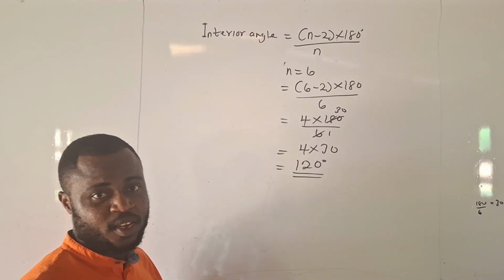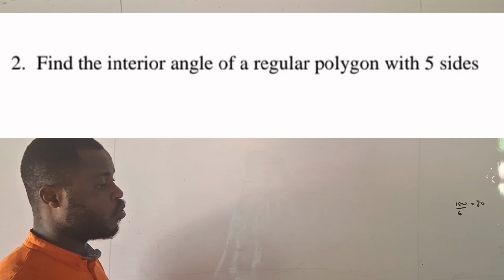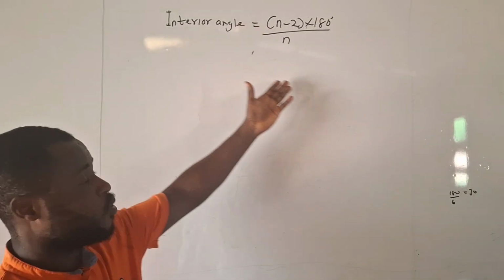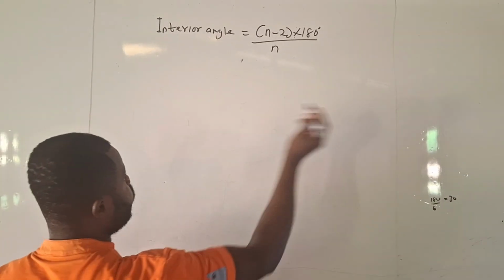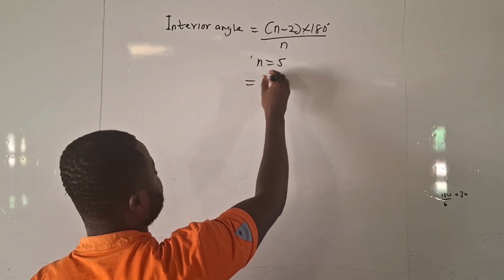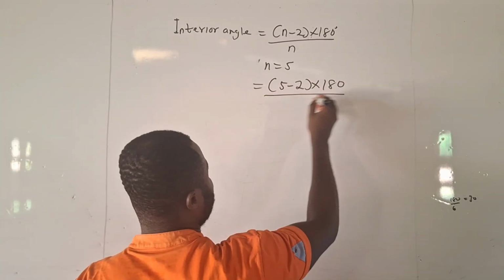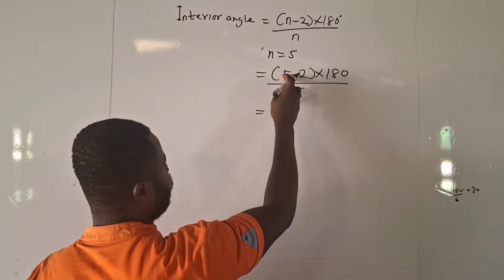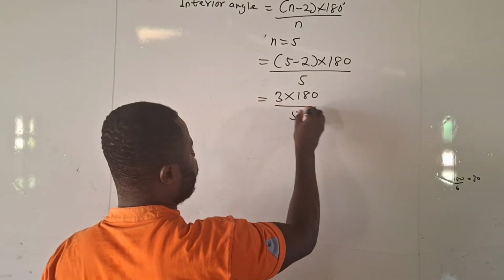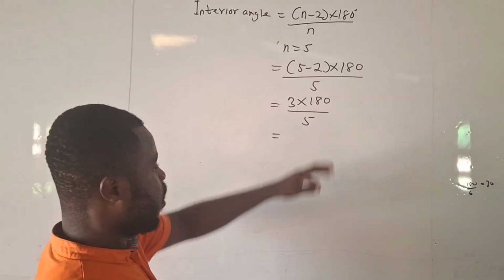So we are taking our second question. The second question says, find the interior angle of a regular polygon with 5 sides. We are going to use the same formula. With this question, n is 5. So it gives us 5 minus 2 times 180 all over 5, and 5 minus 2 gives us 3 times 180 all over 5.